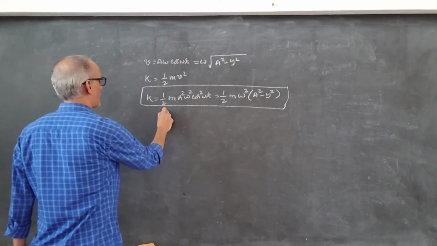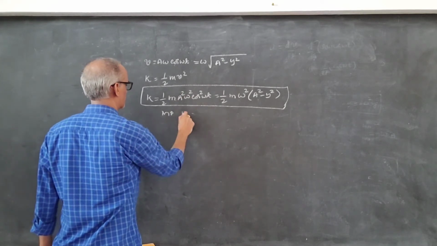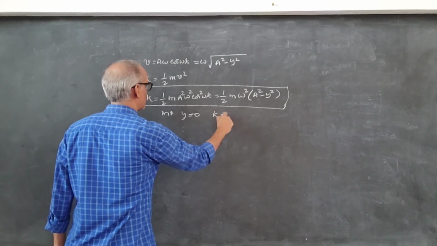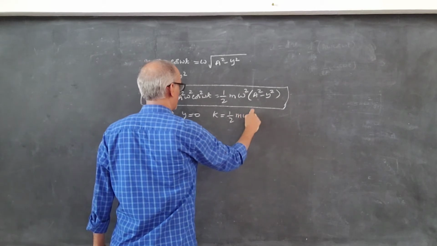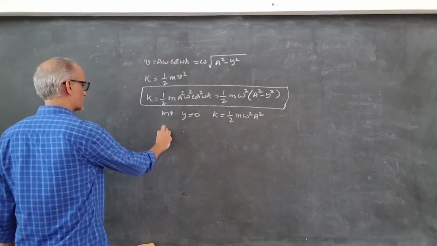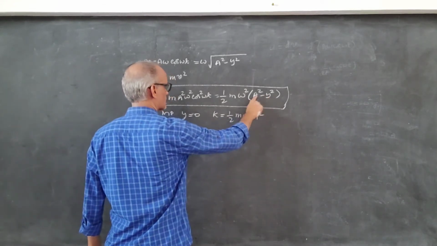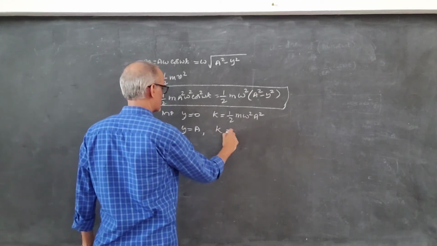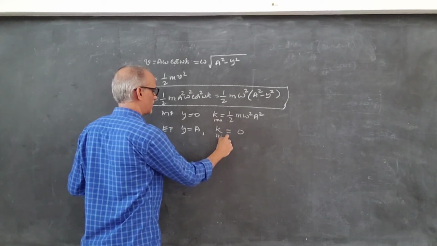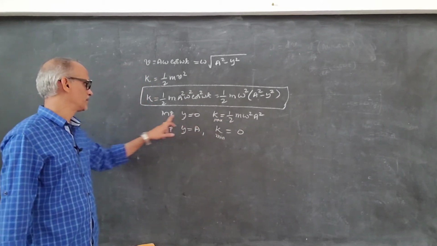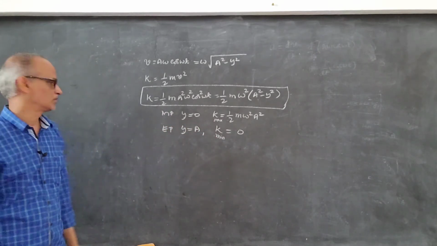At the mean position y is 0. So when y is 0, this term becomes 0, and we get half m omega square a square. At the extreme position y is equal to a, the amplitude. So when y is a, a square minus a square becomes 0, so K becomes 0. Therefore this is the maximum kinetic energy possible and this is the minimum kinetic energy possible. So kinetic energy is maximum at the mean position and kinetic energy is minimum at the extreme position.